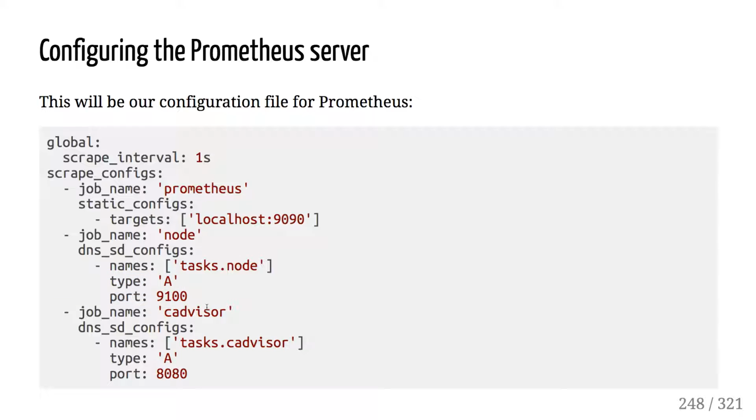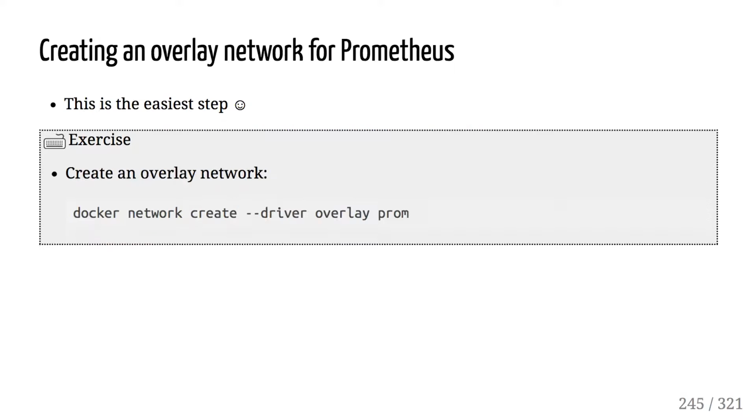And then I create another job, which is cAdvisor. So node is the one to get the VM metrics, and cAdvisor is the one to get the container metrics. And that's my Prometheus config file, and then I don't need to update it anymore, and it will automatically pick up new nodes.